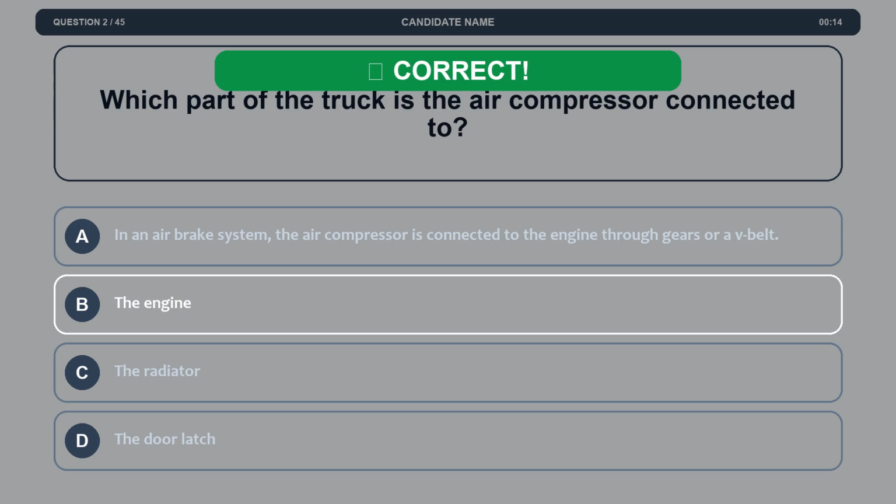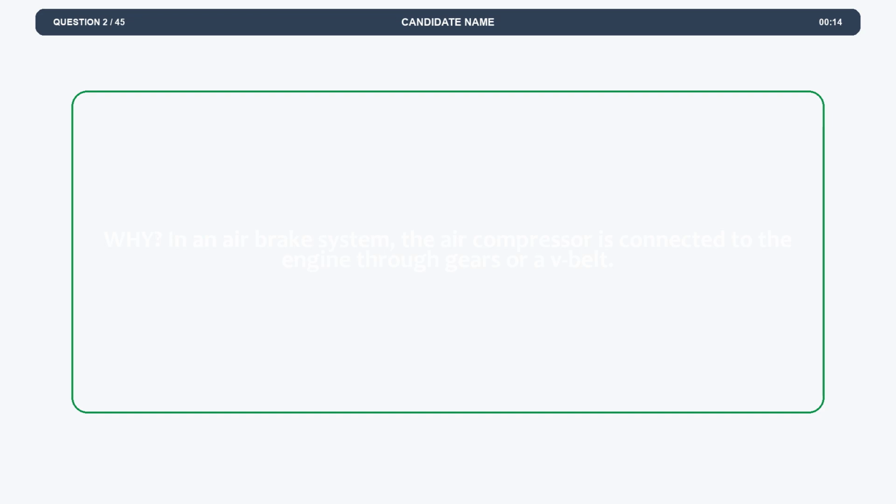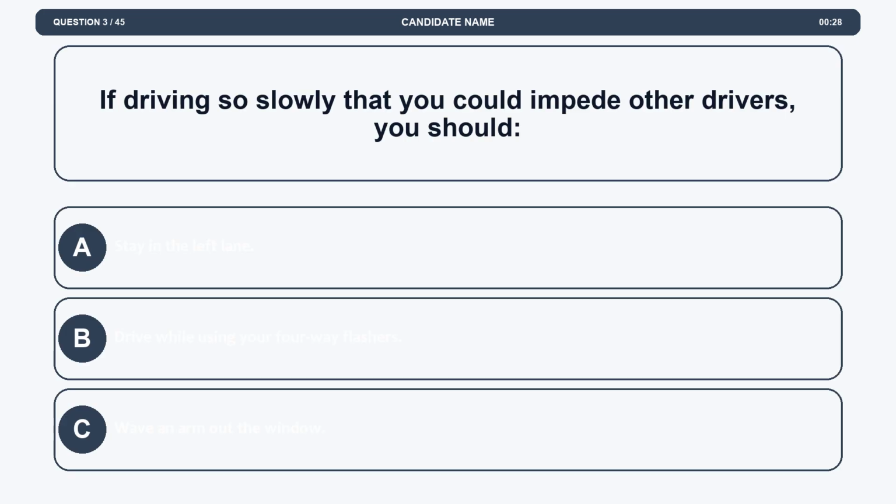The correct answer is option B. The engine. Explanation. In an air brake system, the air compressor is connected to the engine through gears or a V-belt. Question 3. If driving so slowly that you could impede other drivers, you should.